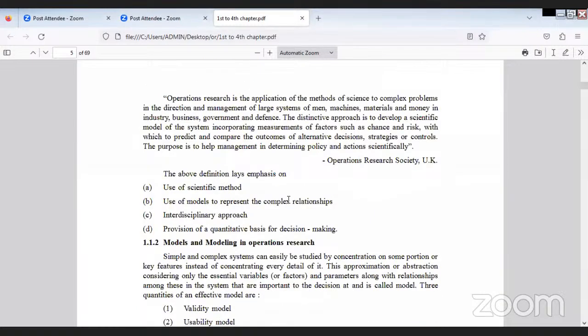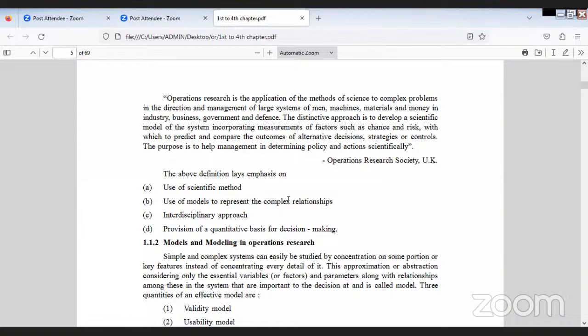Operations research is the application of the methods of science to complex problems in the direction and management of large systems of men, machines, materials and money in industry, business, government and defense. The distinctive approach is to develop a scientific model of the system, incorporating measurements of factors such as chance and risk, with which to predict and compare the outcomes of alternative decisions, strategies or controls. The purpose is to help management in determining policy and action scientifically.